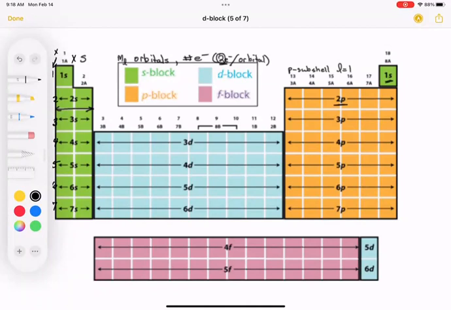So period number 1, S subshell, that's why this is the 1S. Period number 2, S subshell, that's why that's the 2S. Over here, I will refer to this as the XP block, where again, X is your period number. So since this one is in period 2, and it is the P block, that's why it's 2P.